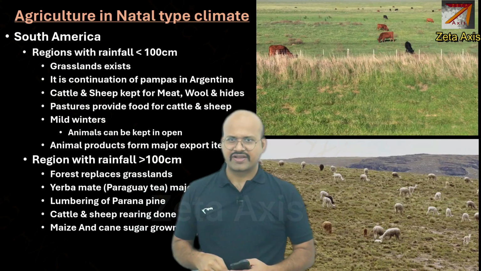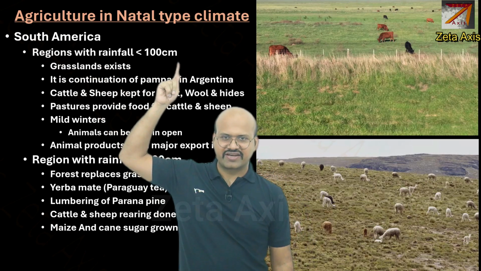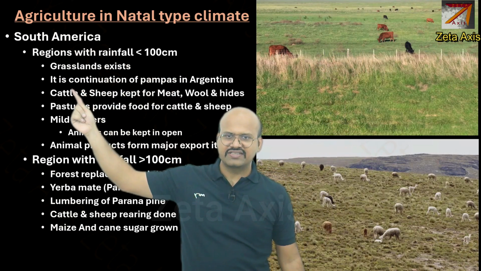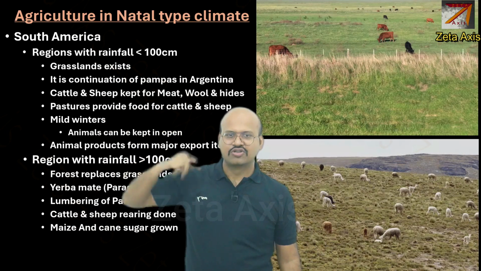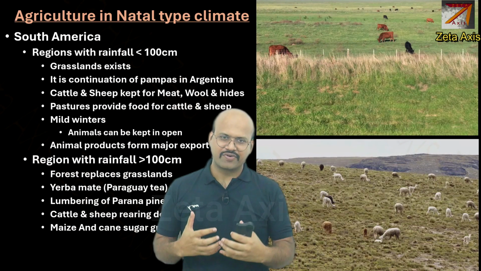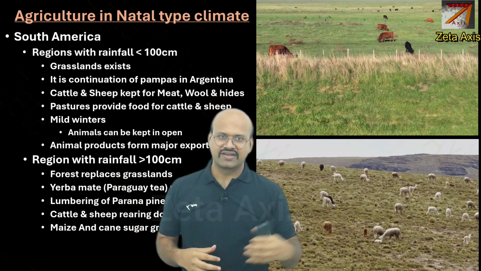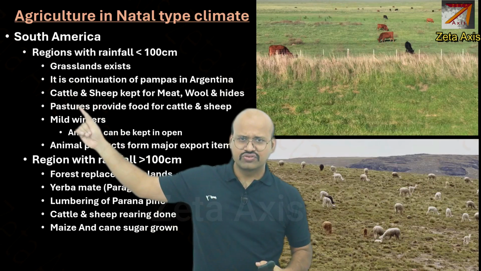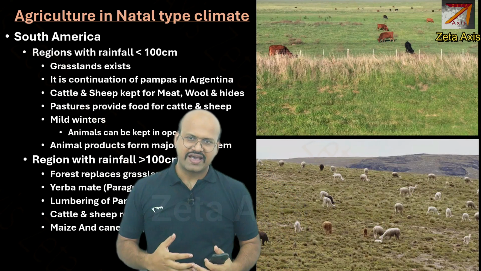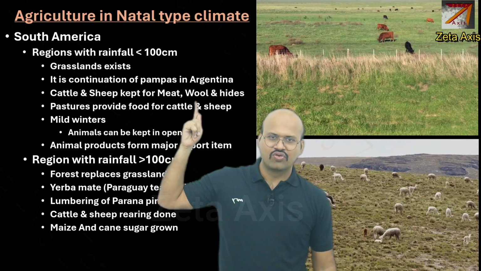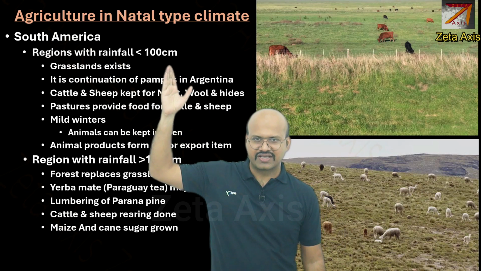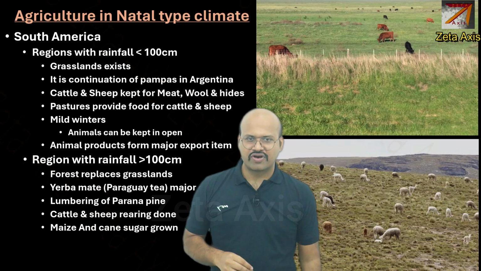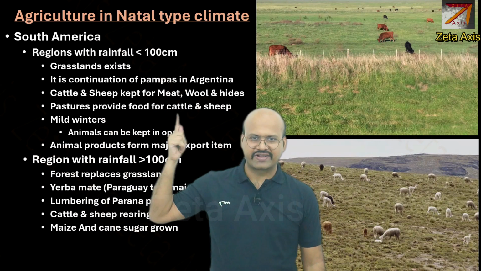In South America, we will see regions where there is lesser rainfall. Grasslands exist. This type of grasslands is a continuation of the pampas in Argentina. So this is basically a type of steppe grassland where you see that there are grasses and trees are almost absent. It is used for grazing of the animals. So cattle and sheep are kept for meat, wool and hides. Because the rainfall is less, agriculture is generally not practiced, and you will see these grasslands are mainly used for animal rearing. Pastures provide food for cattle and sheep.